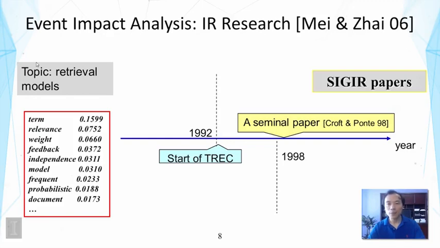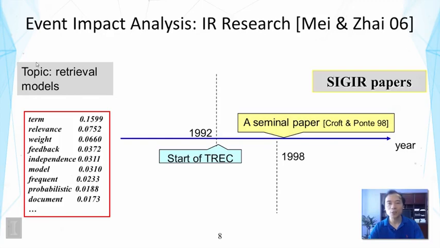Then we hope to examine the impact of two events. One is the start of TREC, the Text Retrieval Conference. This is a major evaluation effort sponsored by the US government, and it was launched in 1992 or around that time. It is known to have made an impact on the topics of research in information retrieval. The other is the publication of a seminal paper by Ponte and Croft, about the language modeling approach to information retrieval. It's also known to have made a high impact on information retrieval research.